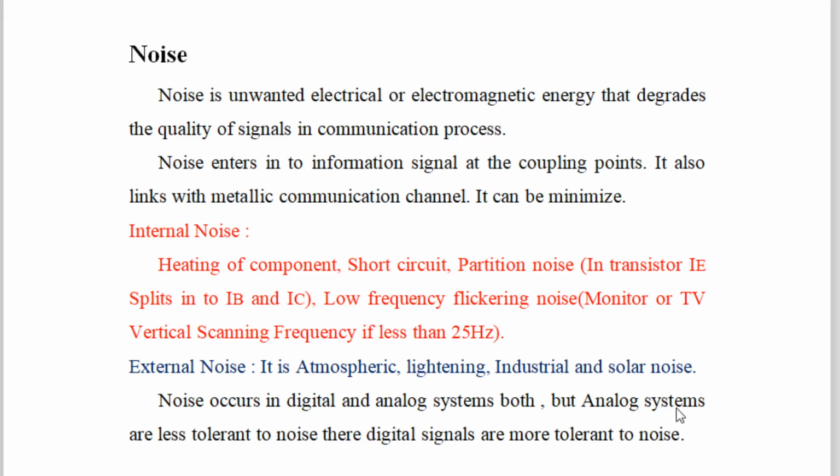Noise occurs in both digital and analog systems. But analog systems are less tolerant to noise. Digital signals are more tolerant to noise. So analog signals are less tolerant to noise.